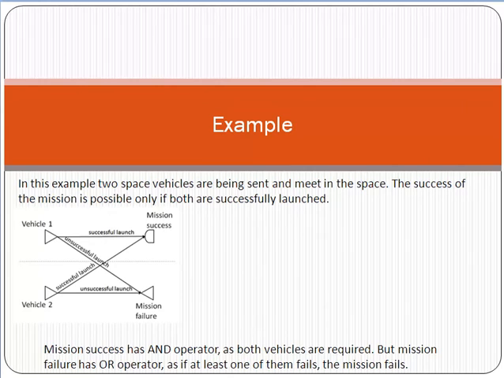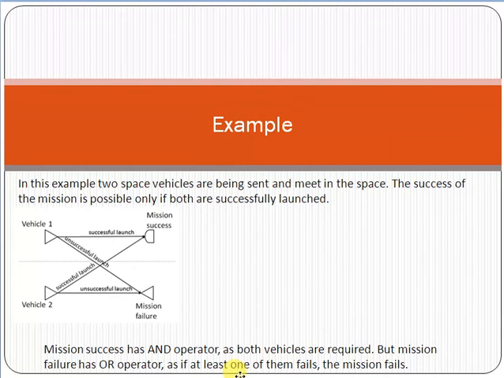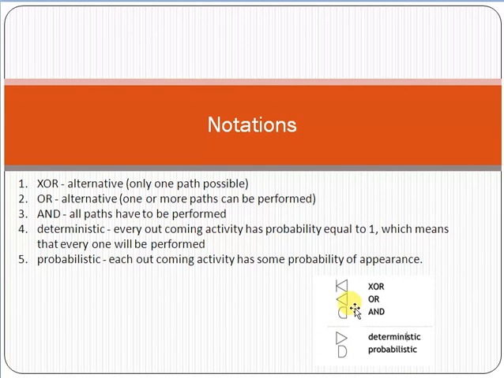Another example I can give you here. In this example, two space vehicles are being sent and meet in space. The success of the mission is possible only if both are successfully launched. So here the mission success has an AND operator, as both vehicles are required. The mission failure has an OR operator, as if at least one of them fails, the mission fails. You can see the OR operator from here.